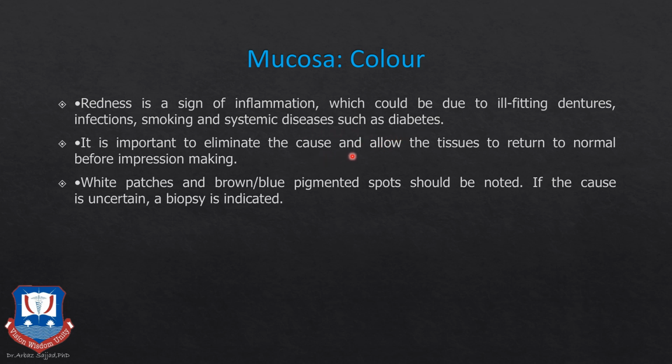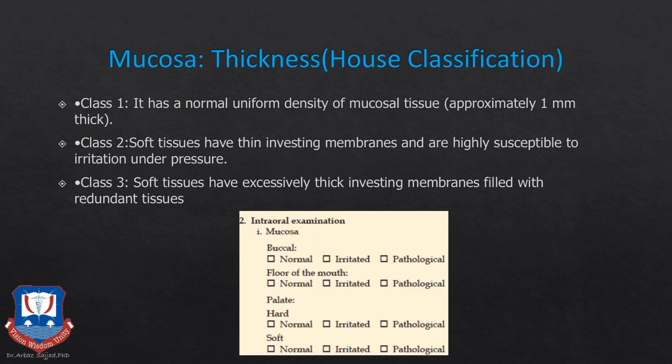It is important to identify and eliminate the cause and allow the tissues to return to normal before making the final impression for the denture construction. White patches or brown or blue pigmentation spots should also be noted, and if the cause is uncertain, a biopsy is in order. Now coming to the mucosa thickness.